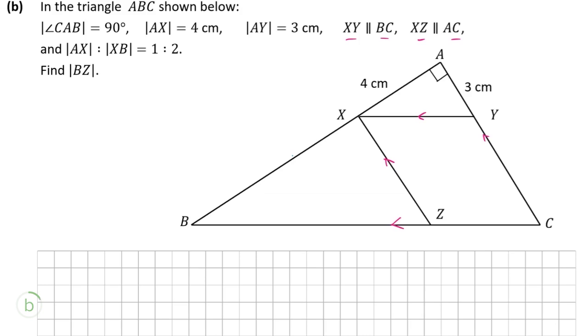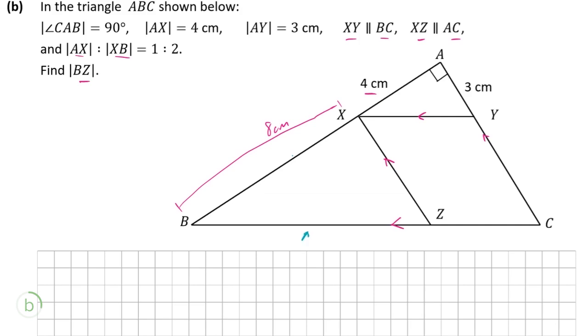And we're also told that the ratio of AX to XB, so this line here, which is 4 centimeters, and this other line here, XB, is 1:2. So because we know that AX is 4, we can say that XB is twice that, which would mean that XB is 8. So that's very useful. And the only thing we have to do here is find the length of BZ. So we've got to find the length of this line at the bottom here.